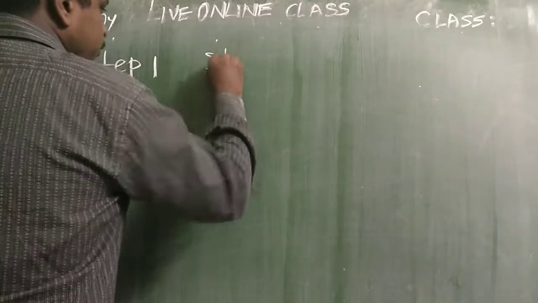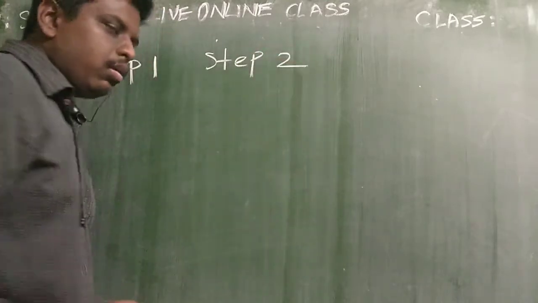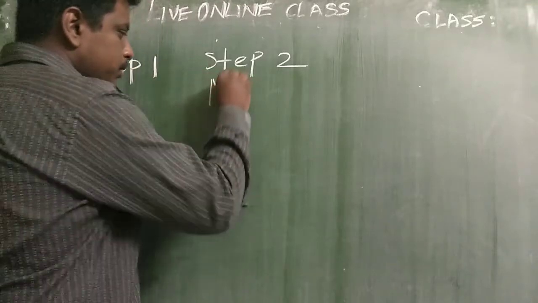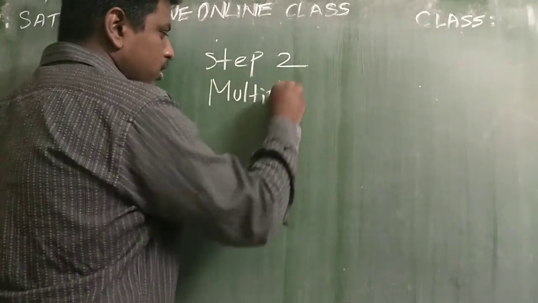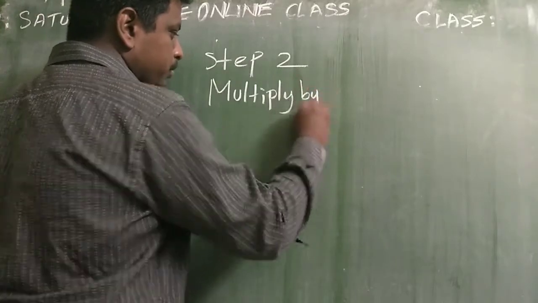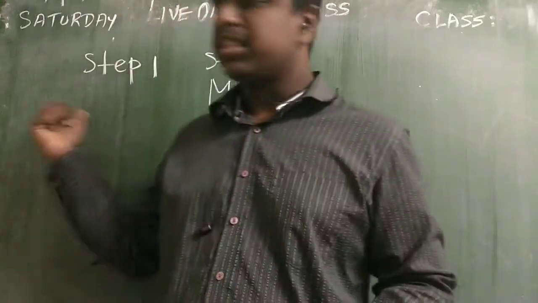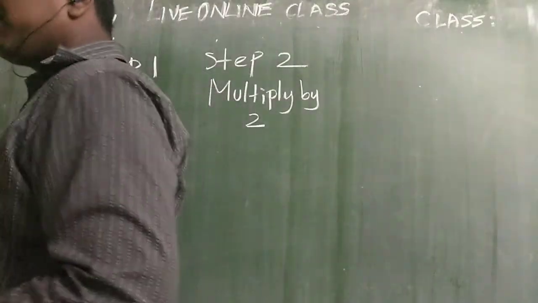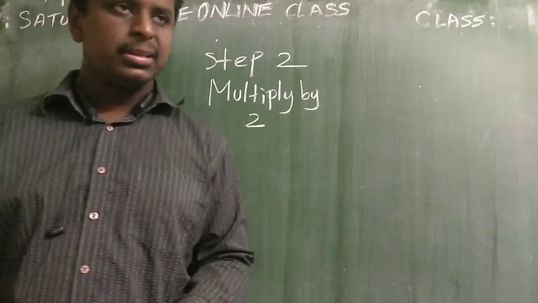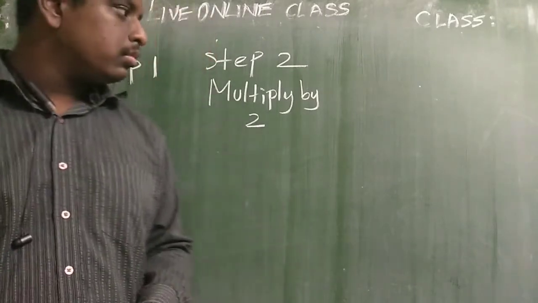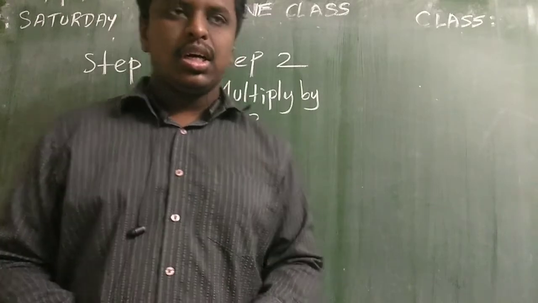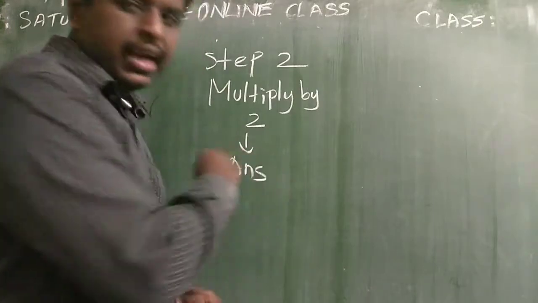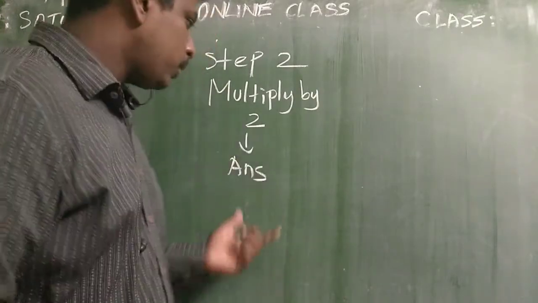In step 2, whatever number you thought of in your mind, just multiply that number by 2. Whatever number you thought of in the first step, multiply it by 2. I hope you multiplied the number by 2. So you got one answer. That is the primary answer.